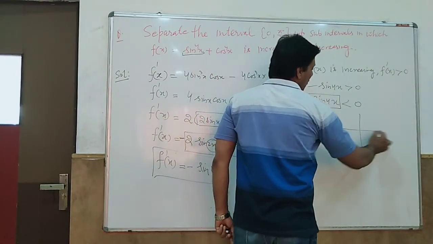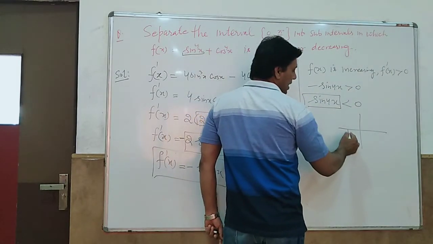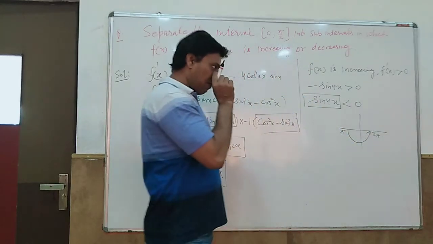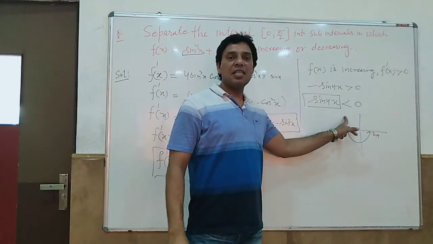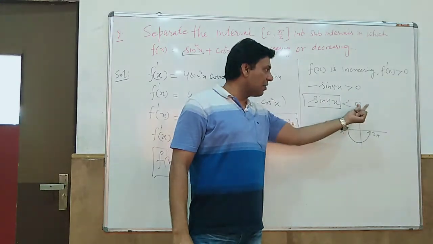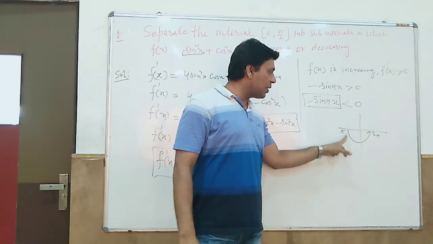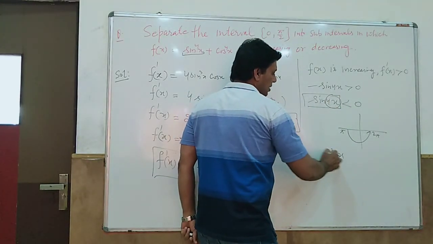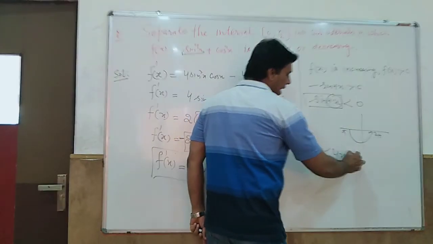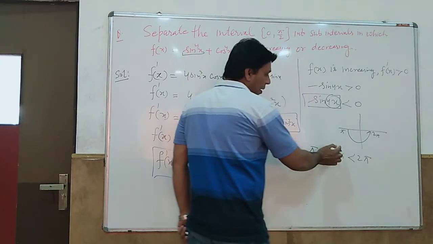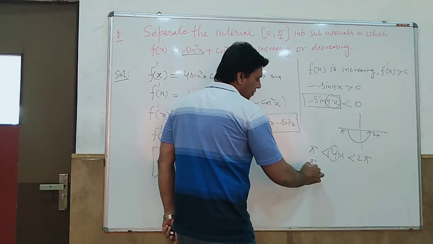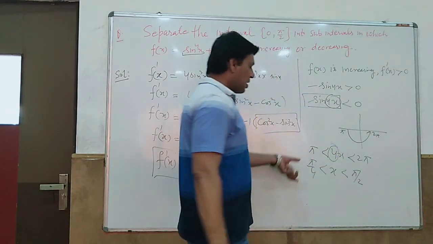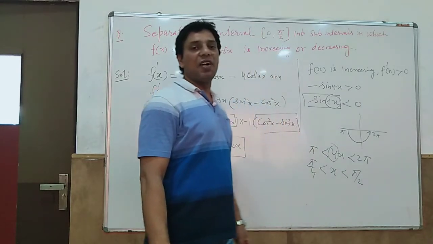You know, sin is negative when the angle belongs to pi to 2 pi, because in the other two intervals sin is positive. I want sin negative, that is, less than 0. So sin is negative between pi and 2 pi. So I can write that this angle, 4x, must lie between pi and 2 pi. Now if I divide by 4, x lies between pi by 4 and pi by 2. It means from pi by 4 to pi by 2, the function is increasing.